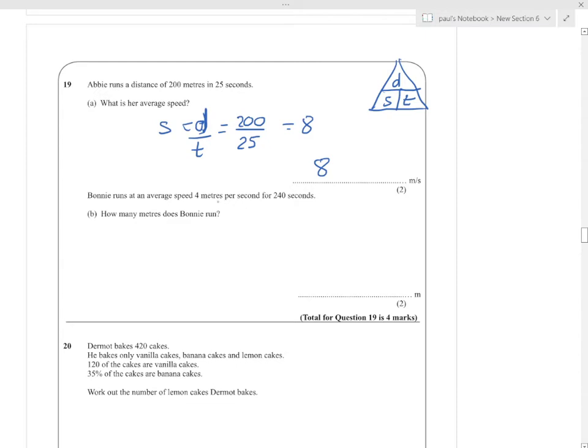Bonnie runs at an average of 4 meters per second for 240 seconds. How many meters does she run? So this time we want the distance equals the speed times the time. So the speed is 4, the time is 240 seconds. So 4 times that is 960 meters.